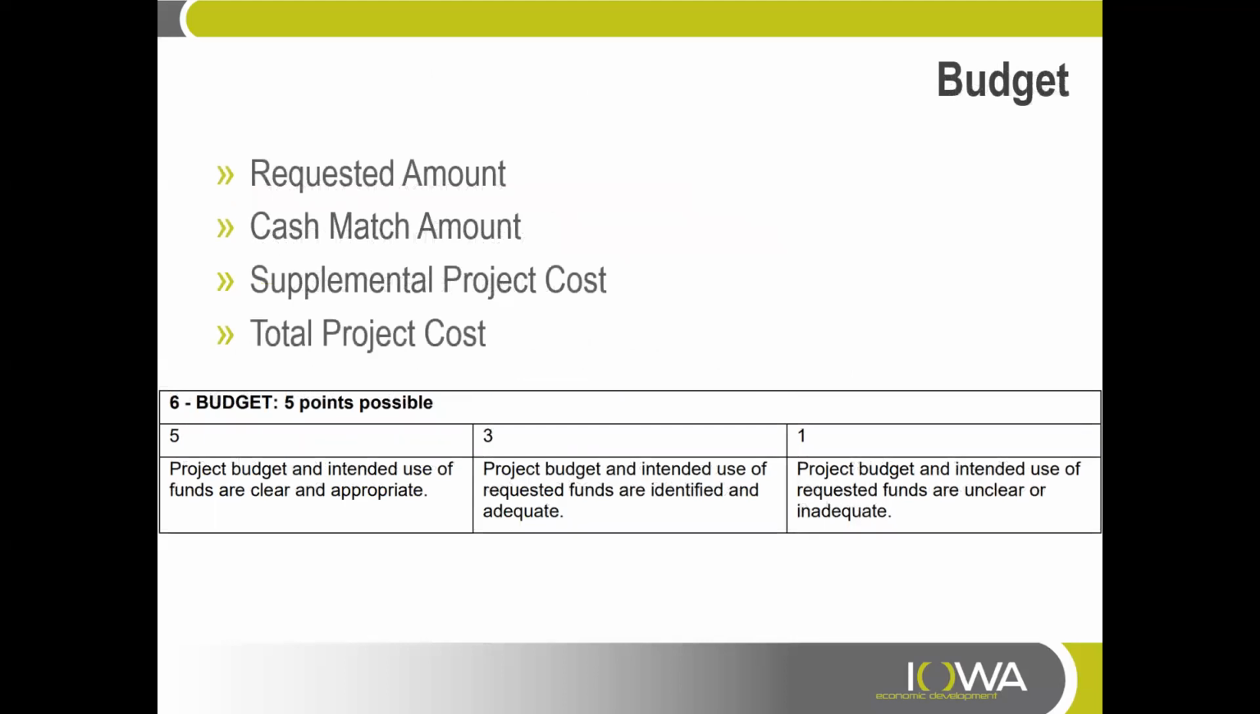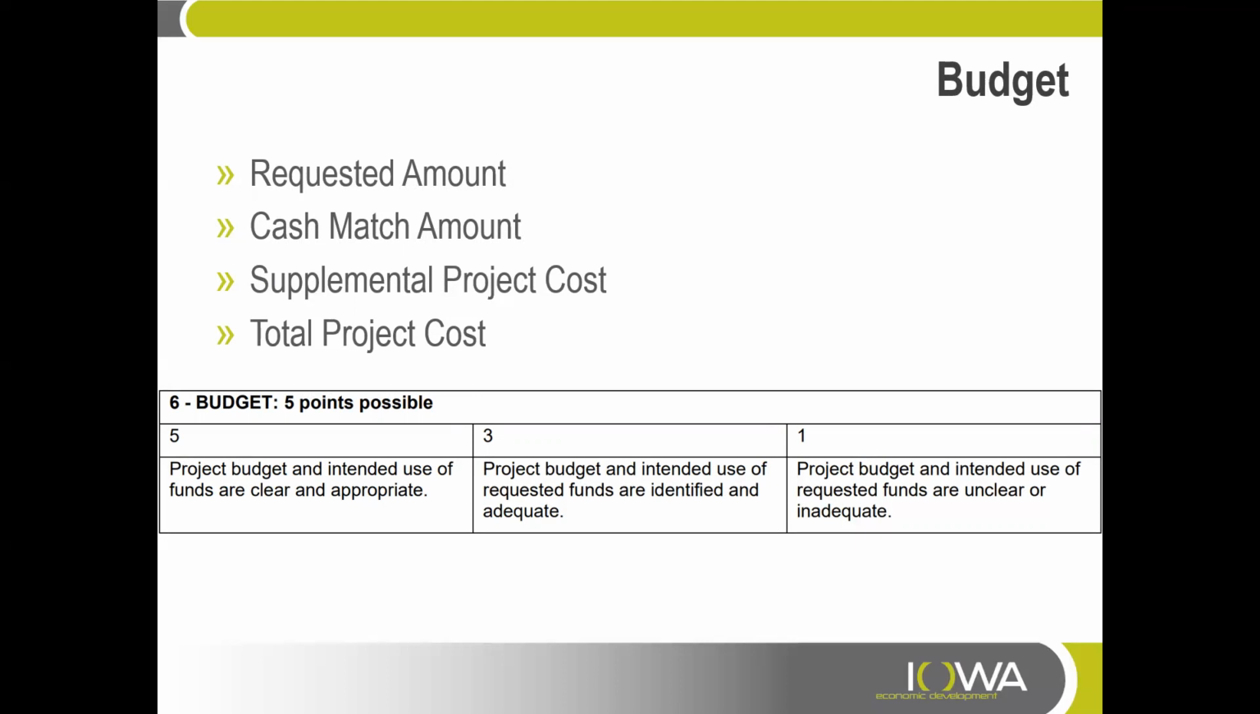Budget, this piece is fairly straightforward. So the requested amount is 10,000, and that is across the board because we kind of use a template. You have to enter in that 10,000, but it is a flat grant award of 10,000 for this one.